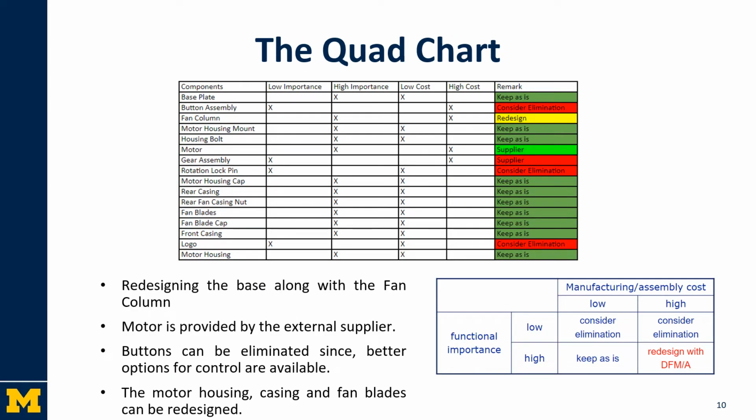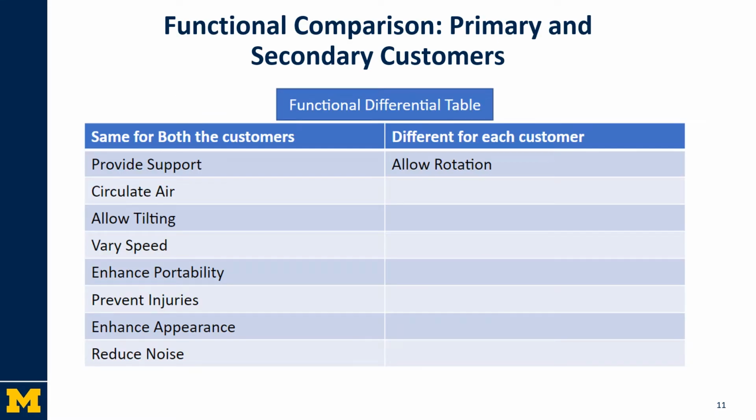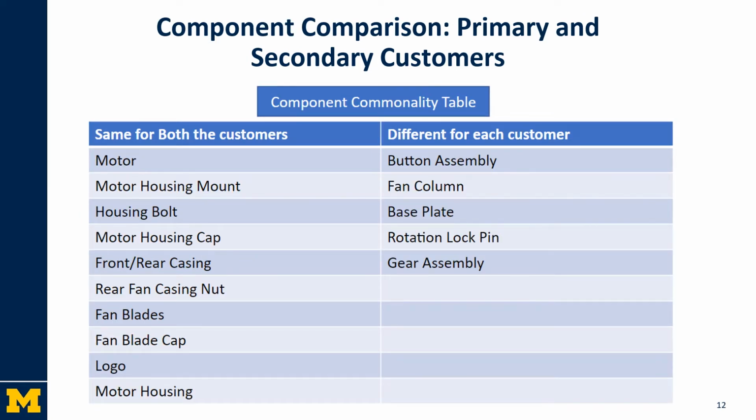Here's the quad chart, which shows that the button assembly, the rotational lock pin, and the logo all should be considered for elimination. Our functional comparison between our primary and secondary customers is all the same, except for the primary customer is the only one that needs to allow rotation in the desk fan. For our component comparison, the different components between primary and secondary are the button assembly, fan column, base plate, rotational lock pin, and gear assembly.